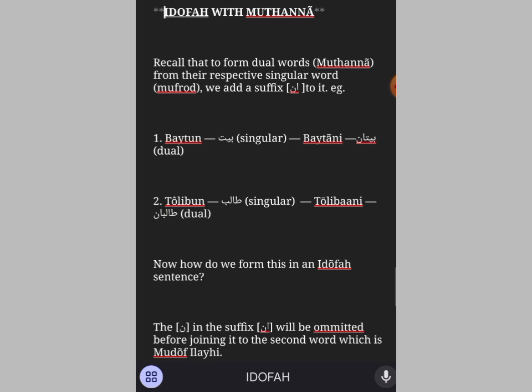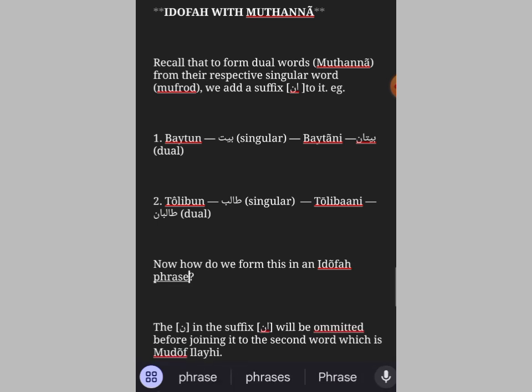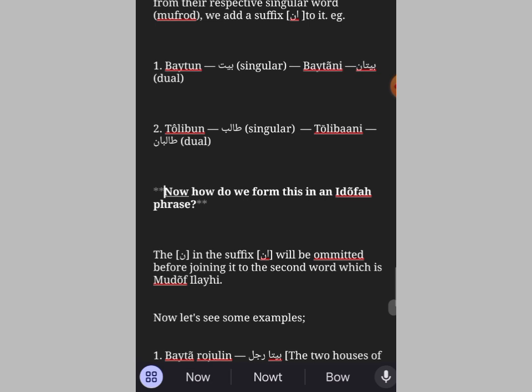Now, what is going to happen if we are to form an Idoofa phrase with it? There's something we need to take note of, and that is what I'm going to explain right now. If you want to do that, you have to remove the noon, which is one of the two letters of the suffix. It has to be omitted. Why do we have to do that? Basically, the noon is a badal, a representative of tanween in the singular form.